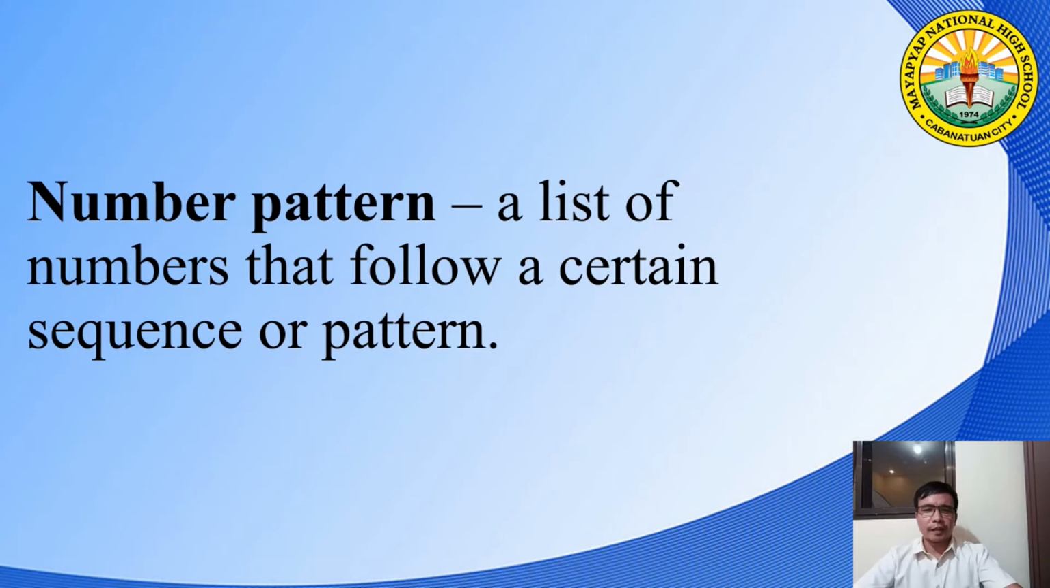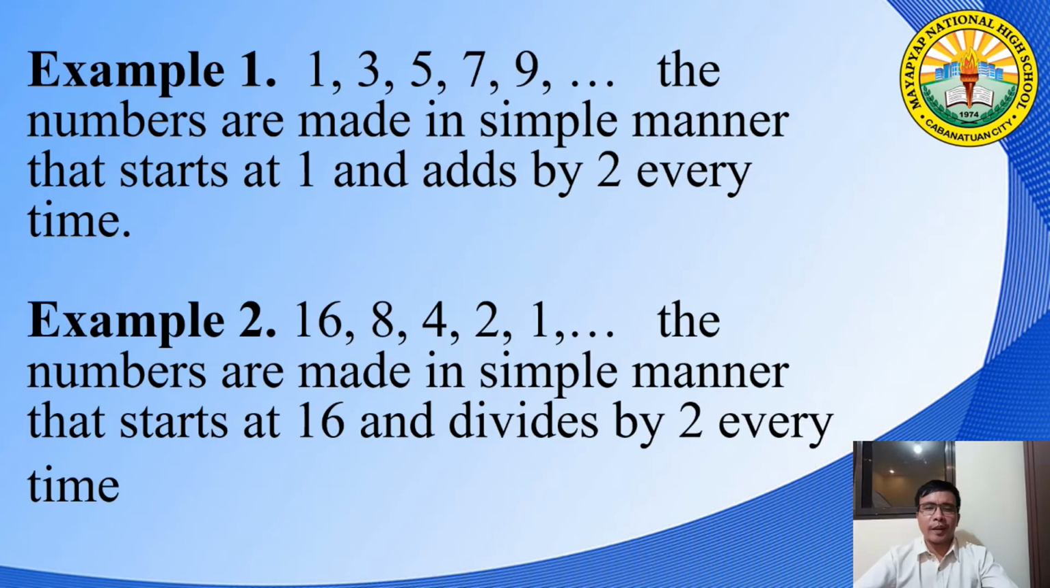Number pattern: a list of numbers that follow a certain sequence or pattern. Here are the 2 examples of numbers made through number patterns. Example 1. 1, 3, 5, 7, 9, and so on. The numbers are made in simple manner that starts at 1 and adds by 2 every time. Example number 2. 16, 8, 4, 2, 1. The numbers are made in simple manner that starts at 16 and divides by 2 every time.